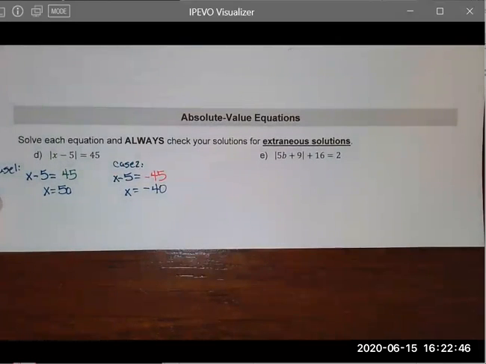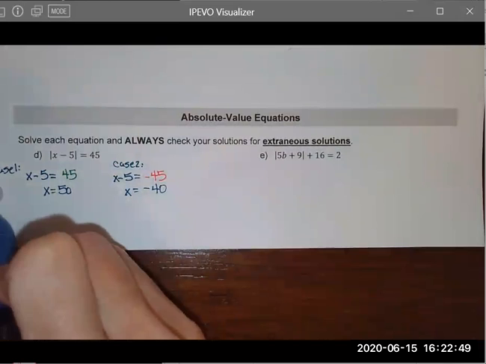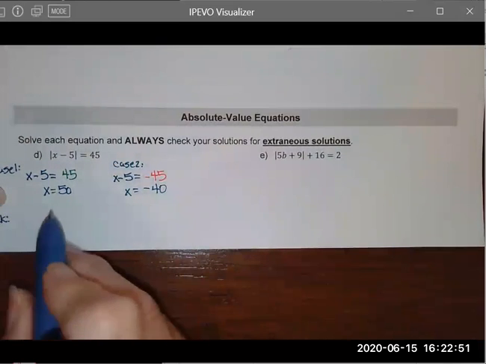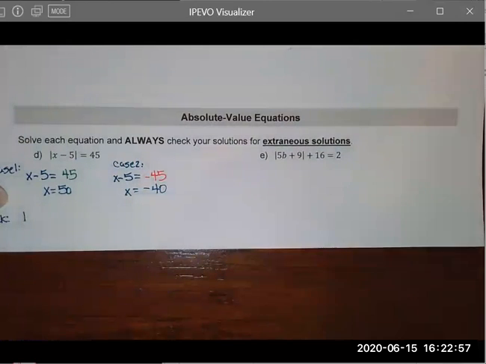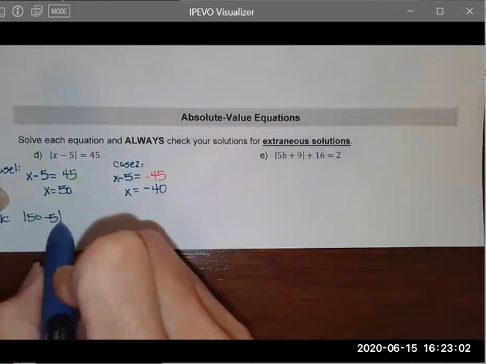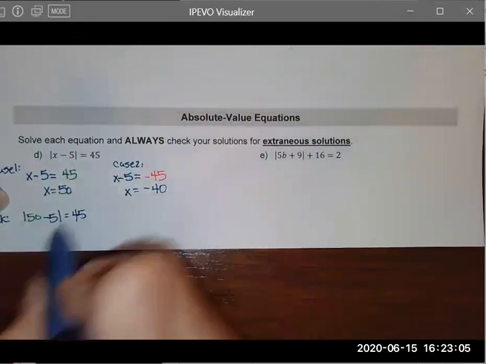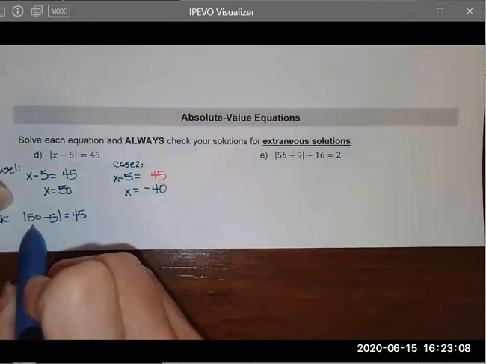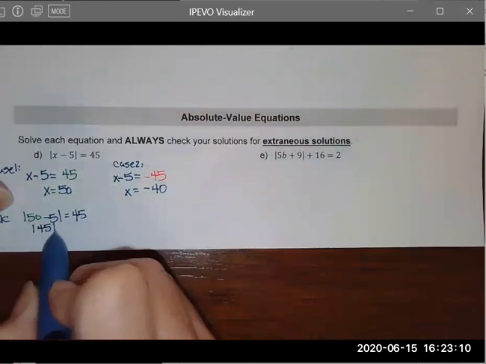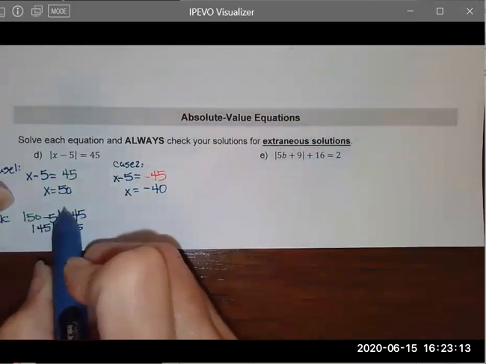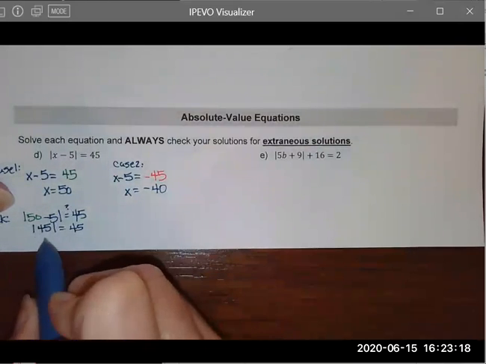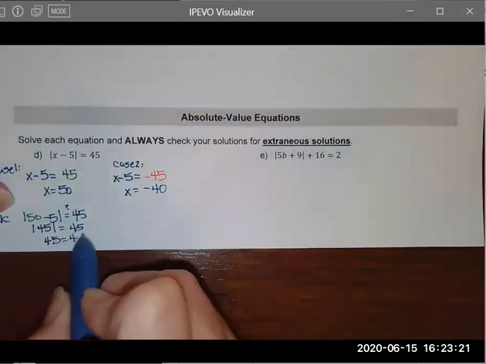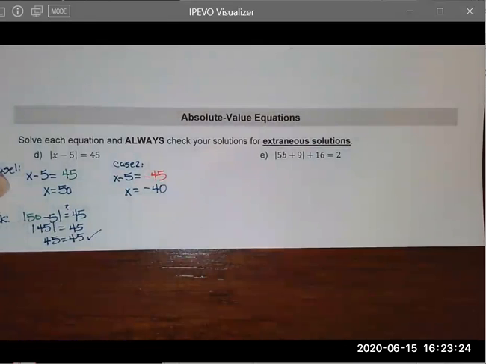Now I check to see if there are extraneous solutions. So I'm going to put a little check here. To check, I'm going to substitute 50 back into my original equation. I'm going to make it green because it was our positive solution. If I substitute 50 minus 5 into my equation and I evaluate this, I do 50 minus 5, which is 45. And I'm asking myself, is the absolute value of 45 equal to 45? And yes, the absolute value of 45 is 45. So that is not an extraneous solution.